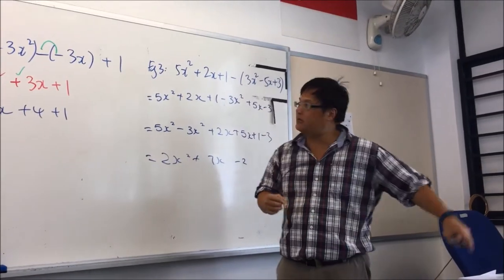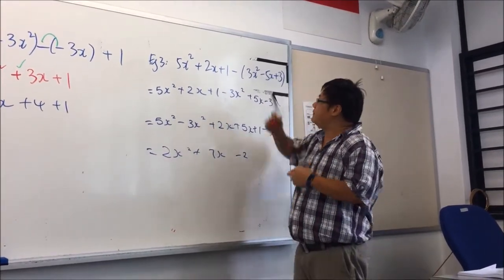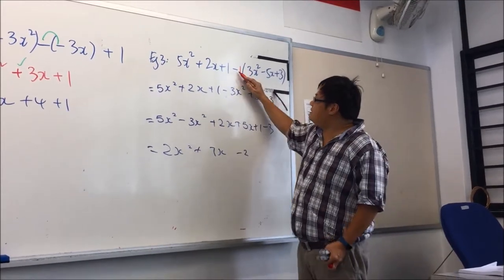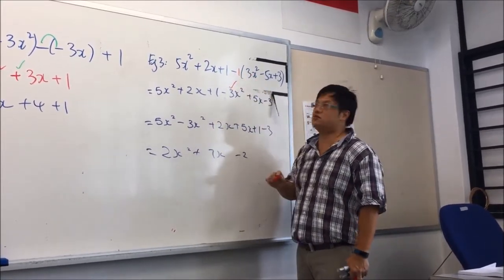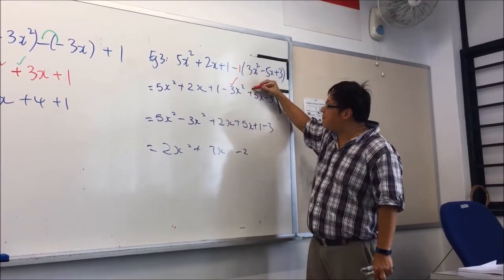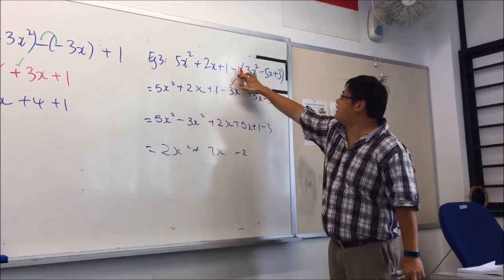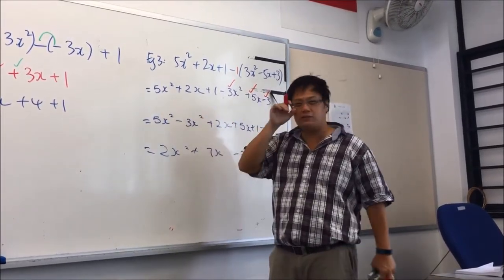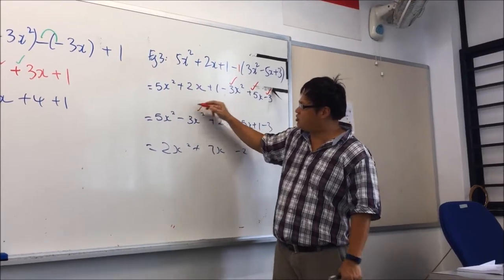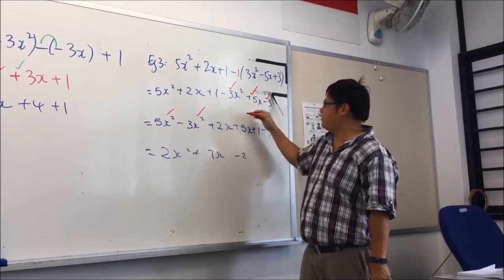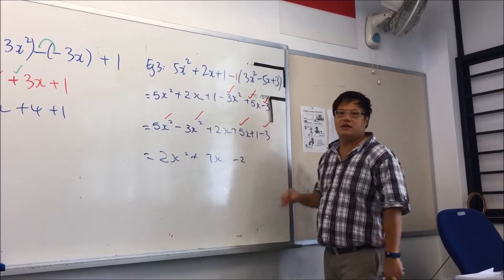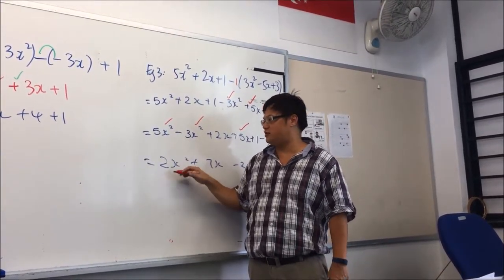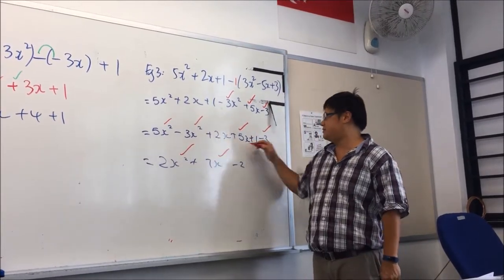So to expand, there's a minus here, so it's an invisible minus 1. So minus times positive will be minus 3x squared. Minus times minus plus 5x, fantastic. Minus times plus is minus 3. Then over here, I like what she did, she grouped all the like terms together. 5x squared minus 3x squared, 2x with 5x, and then 1 minus 3. Very nicely done, Lisa. 5x squared minus 3x squared is 2x squared. And this is 7x minus 2.